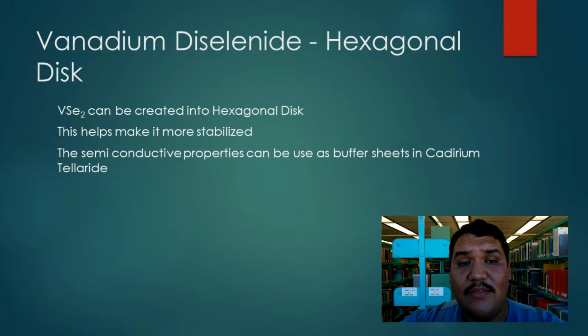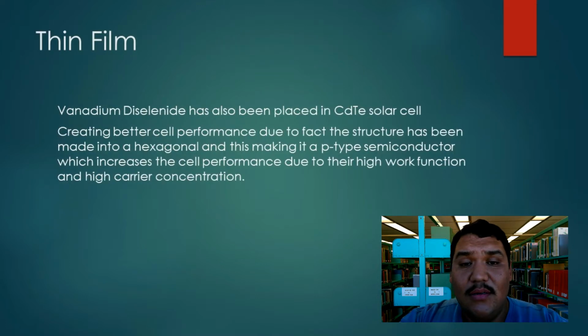Semiconductor properties allow it to be used as buffer sheets in cadmium telluride solar cells. They increase overall cell performance by acting as p-type semiconductors. This semiconductor has a high work function and a high carrier concentration.